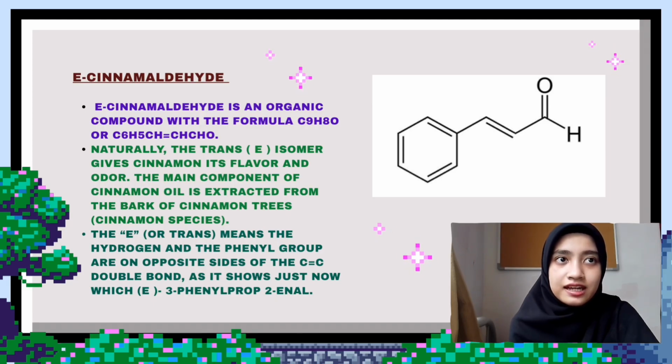The letter E refers to the trans isomer of cinnamaldehyde. This means that the hydrogen atom and phenyl group are located on opposite sides of the carbon-carbon double bond. That's why it's also called trans-cinnamaldehyde. The IUPAC name for this compound is (E)-3-phenylprop-2-enal.